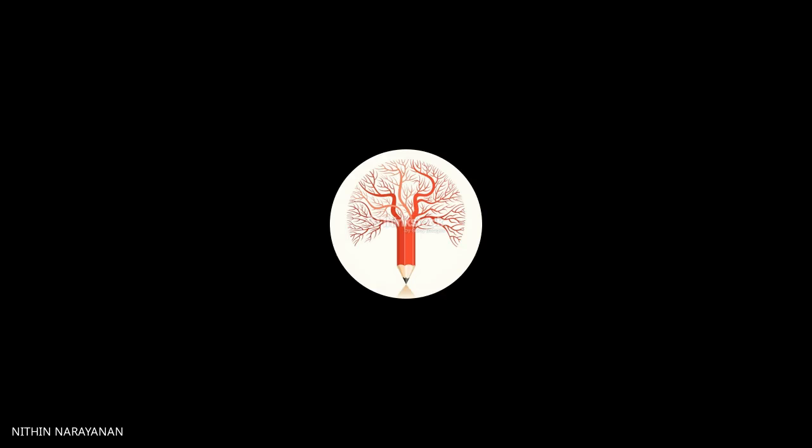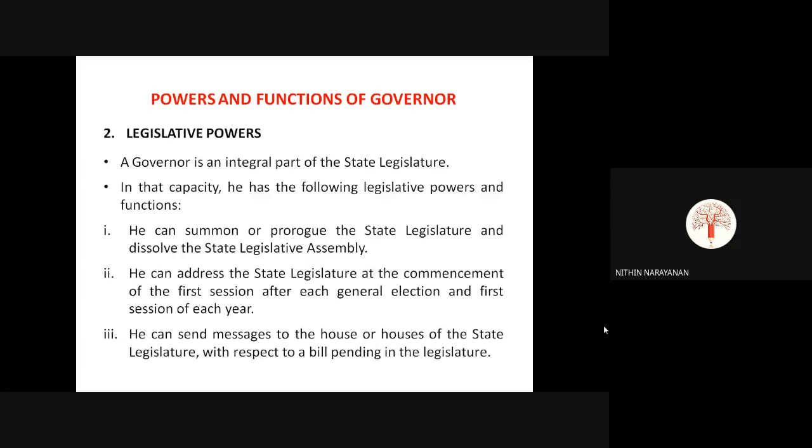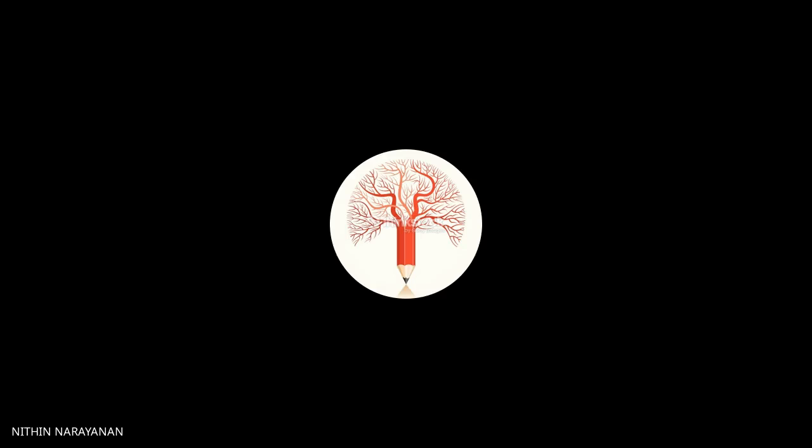Okay, so there is a legislative system in the country. Similarly, there is a legislative system in the state also. The details of the legislative systems we'll discuss in the coming slides. The governor is an integral part of the state legislature, so certain powers are vested in him in regard to this legislature.